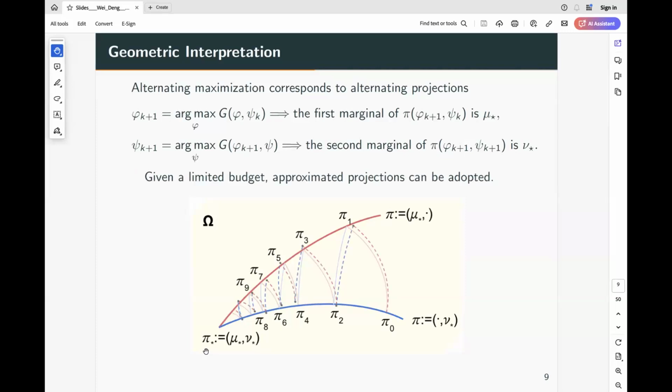We can resort to the approximate projections. And given these approximate projections, we know achieving this exact pi star may not be so easy, but our solution may somehow be close to the exact solutions. And in the next several slides, we're going to identify the convergence analysis to see how far away our solution is.